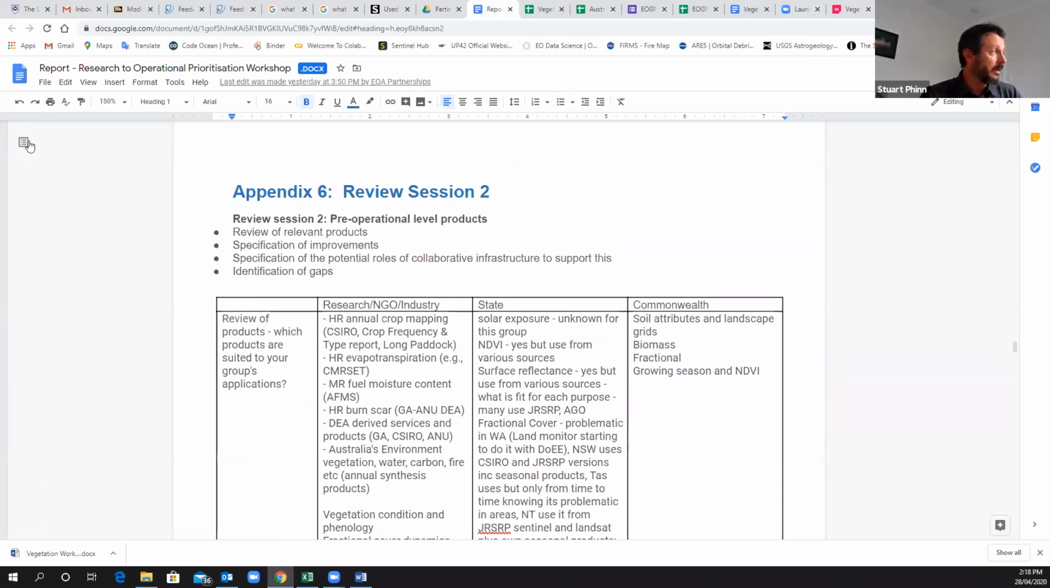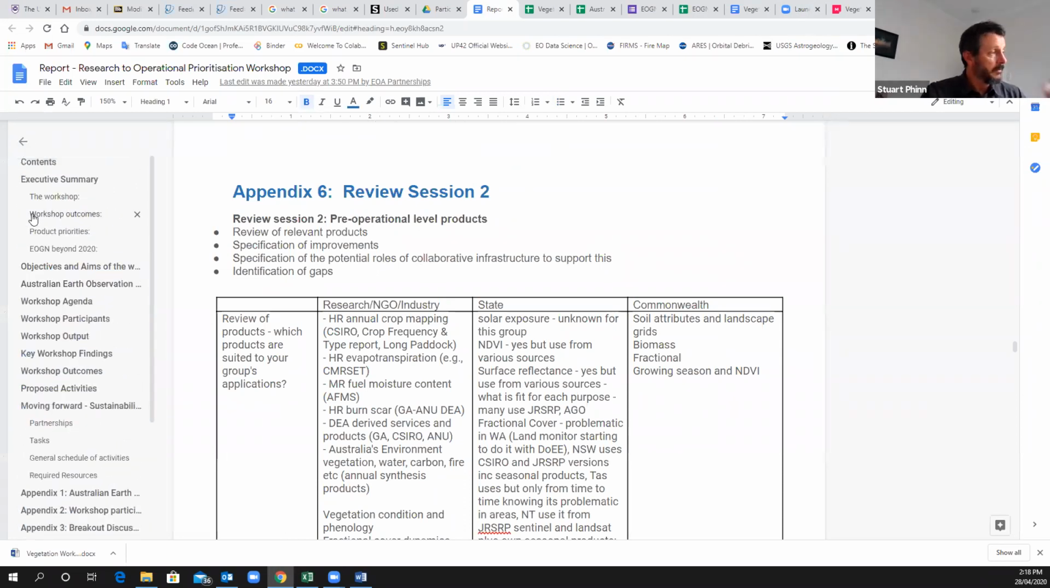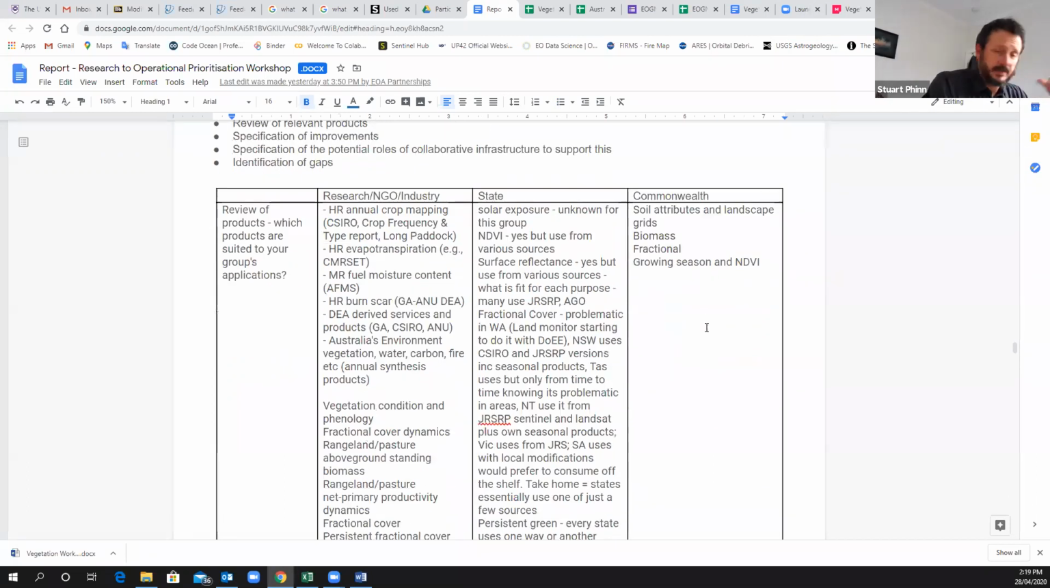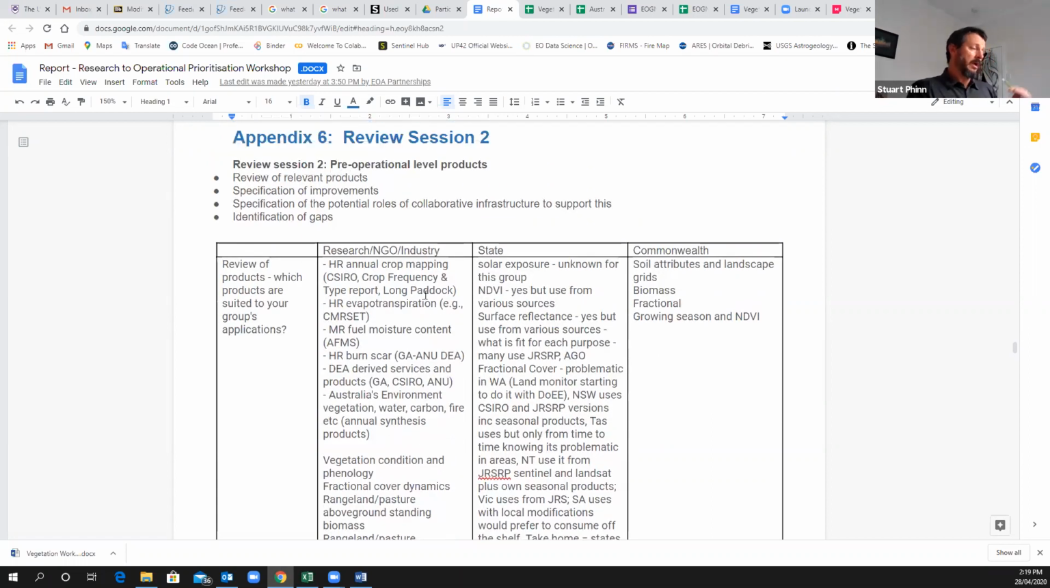This is in the report which we were looking at before, which was the outcomes from the workshop last year. This is Appendix 6, where we were looking at pre-operational products. What we did last year when we met, and a number of you were there, is we looked at, rather than the different types of products, whether you were in research or industry or NGO, state agencies and Commonwealth agencies. And then we asked people to go through and identify what were pre-operational products that they wanted to bring in.